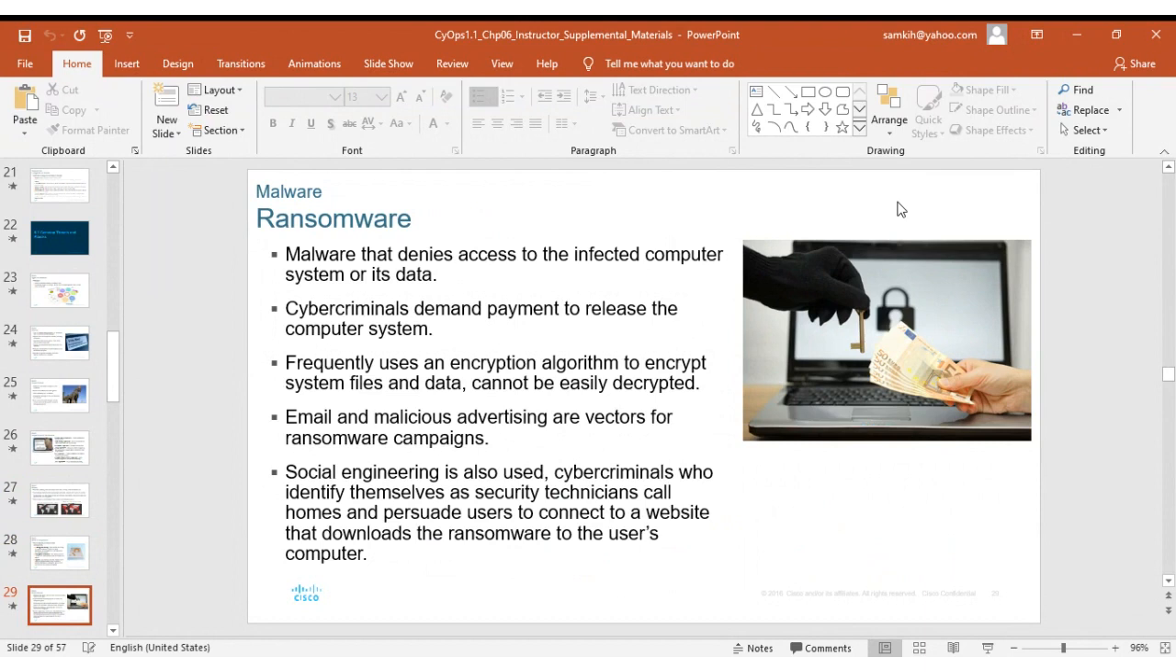So we also have social engineering, which is used by criminals who identify themselves as security technicians. They call home and persuade users to connect to a website that downloads the ransomware to the user's computer. So we have guys who do that, whereby they call you and ask you to connect to a particular site to get downloads, or maybe they send you emails.